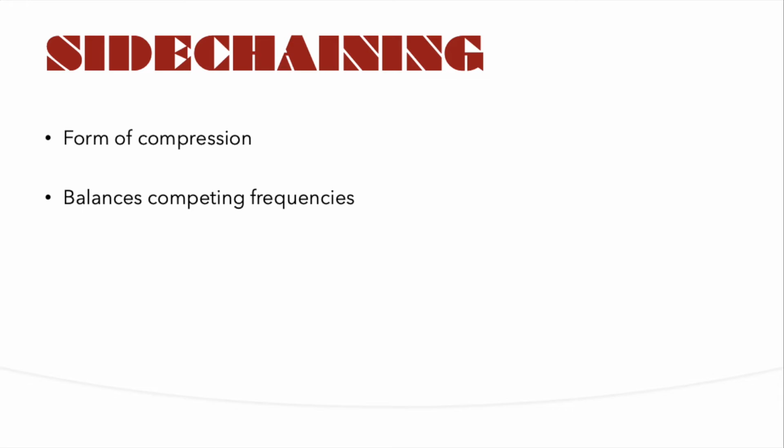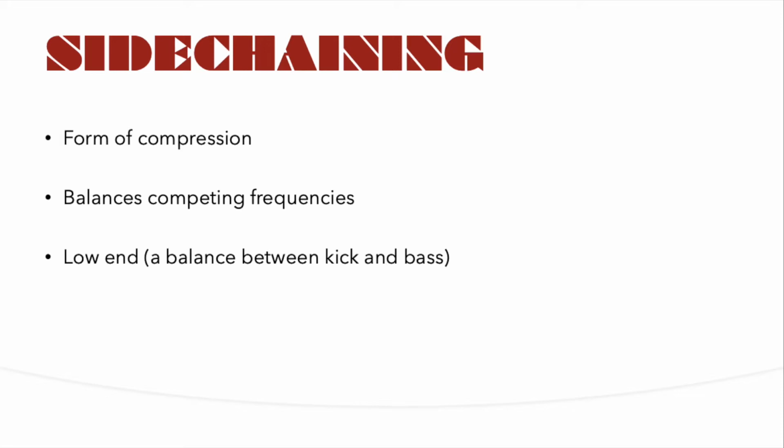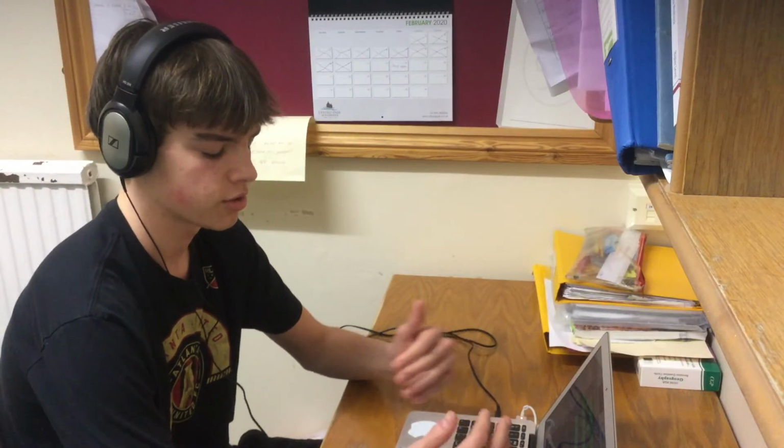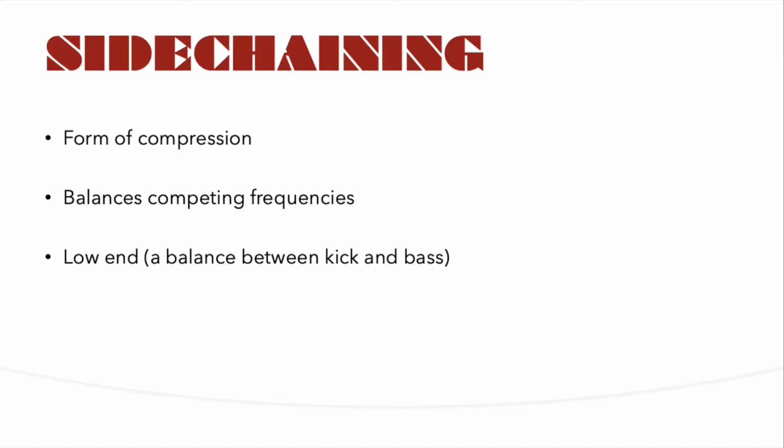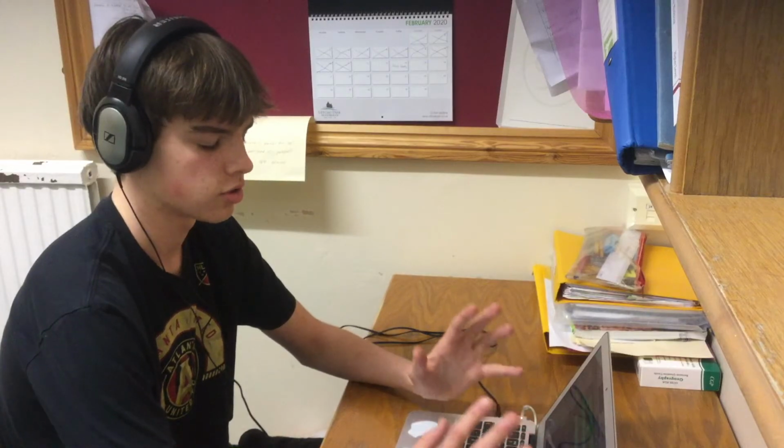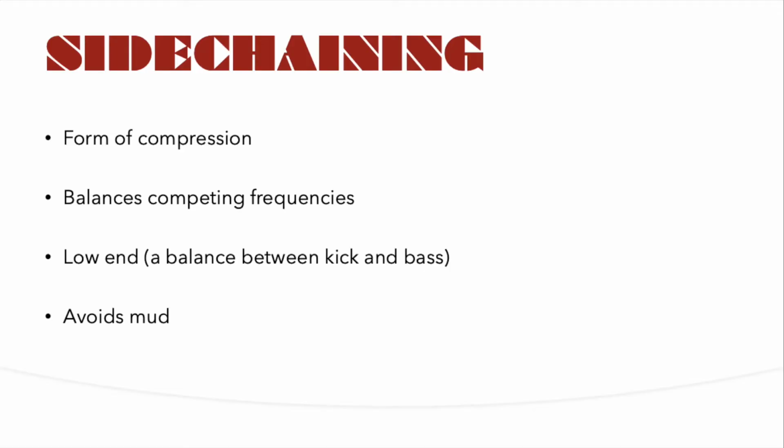Basically, sidechaining is a form of compression that you use in the mix. It balances out competing frequencies. One main area where it's used is the low end. When you're mixing the low end, you can use it to help create a balance between the kick drum and the bass, because those occupy quite similar frequency ranges, and it also helps avoid a lot of mud in the low end and get your mixes sounding really nice.